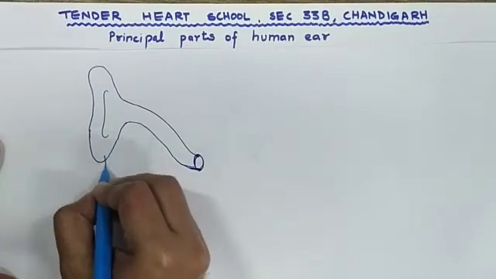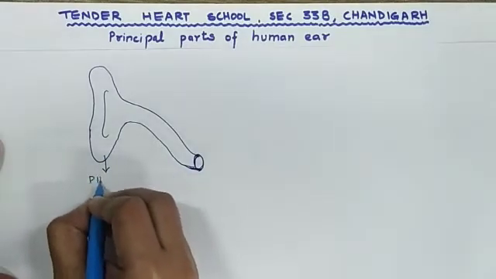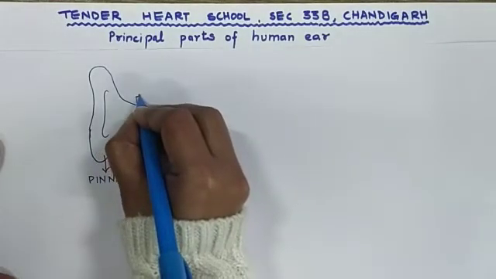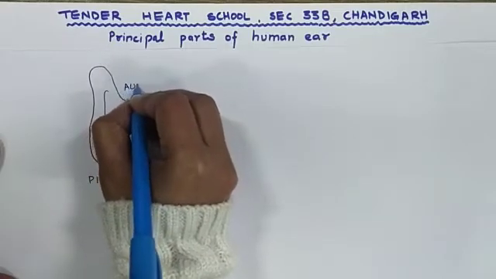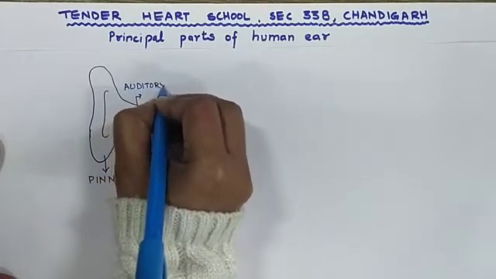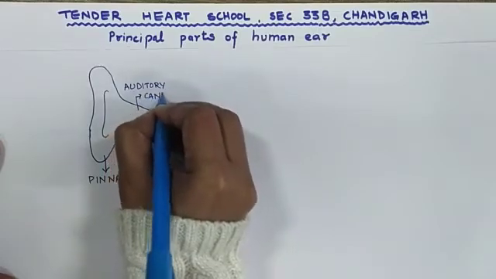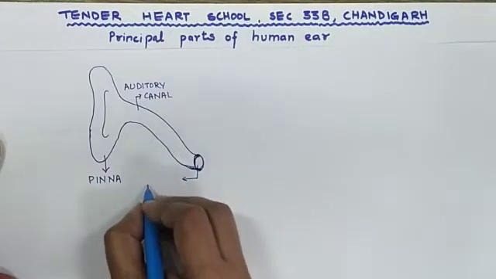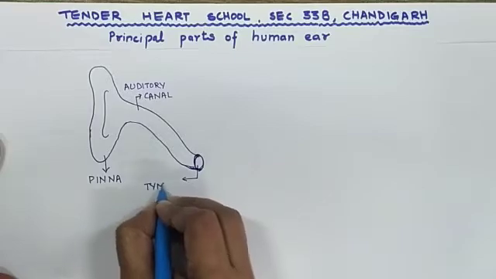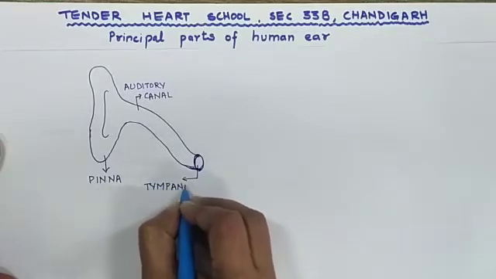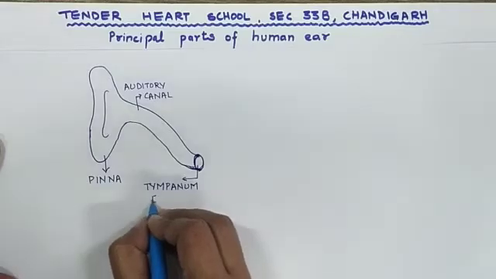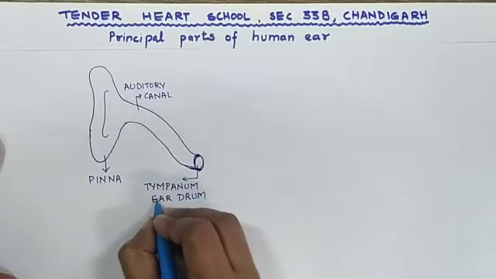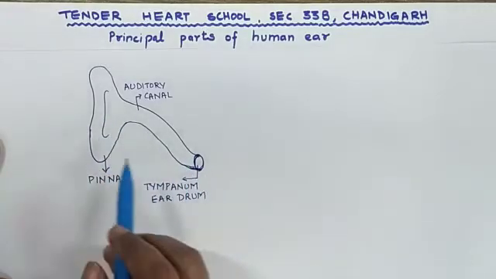This one is your ear pinna. This is the auditory canal. And this one is the tympanum. Tympanum, or what we call the eardrum. So these are the three parts of the outer ear.